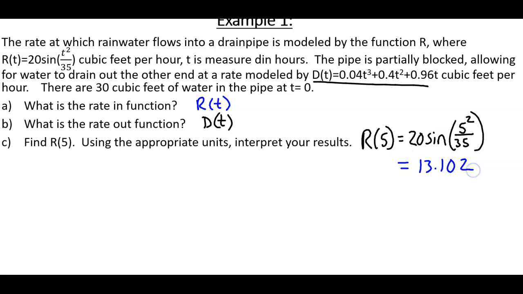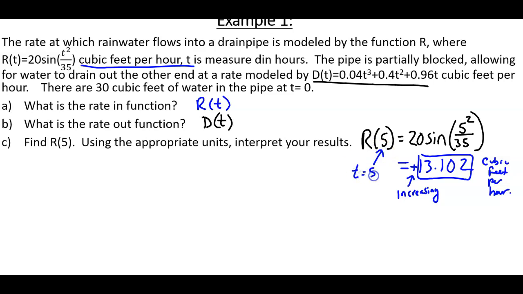But we want the units, and we want to interpret it. Okay, so first of all, notice that it's positive. That means it's increasing. That means that the amount is increasing. Second of all, notice that this is how fast it's increasing. And third of all, notice the units are cubic feet per hour. And this thing that we just plugged in here, that's the time. That's T equals 5 hours.